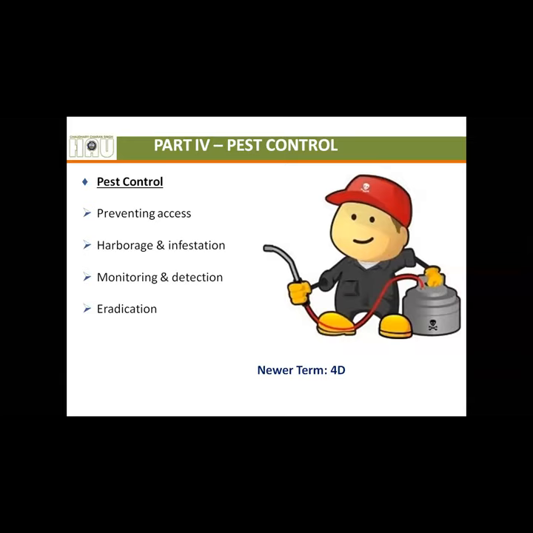Nowadays, many people mention the 4D term, which is a newer term in pest control itself. Sometimes they say 4D pest control. The 4Ds are: first D is deny entry, second is deny shelter and food, third is detect, and fourth is destroy. Likewise, all these 4Ds we have discussed in the pest control system: preventing access, harborage and infestation, monitoring and detection, and then eradication.